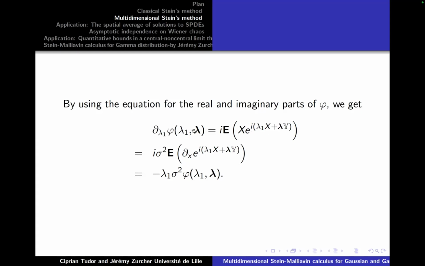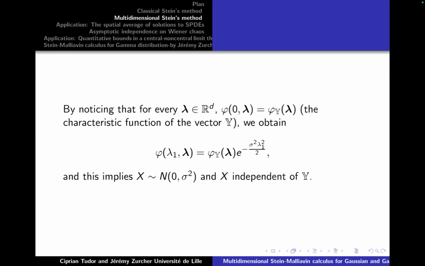And at the end, after applying the hypothesis and some trivial steps, you find the differential equation satisfied by the characteristic function. So phi satisfies this differential equation, and you can solve it. It's an easy equation, right? You know the initial condition: phi(0, lambda) is the characteristic function of the vector Y. By solving this equation, you find that the characteristic function is the initial condition times this exponential. You can deduce easily that X should be Gaussian because of this characteristic function, and X should be independent of Y because it's the product of these two. You have this product formula here.